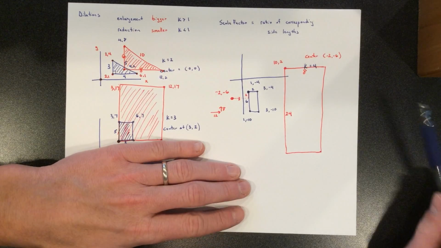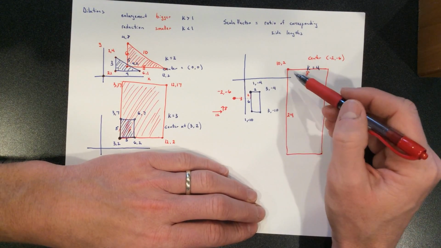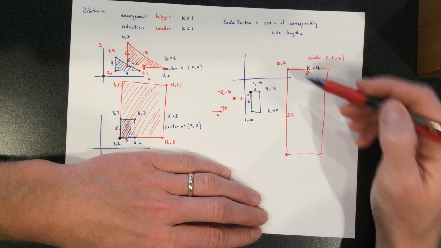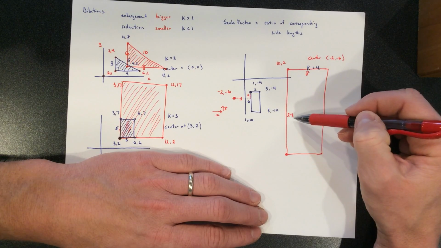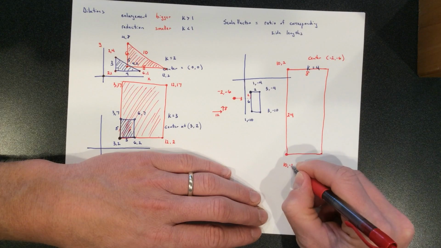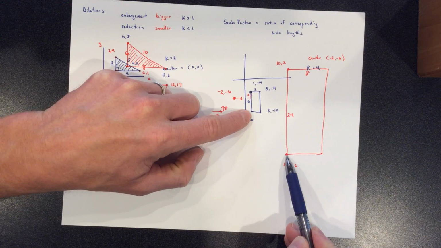Let's check all the other coordinate points. Okay, let's see how this would work. Make sure we're thinking straight. Well, let's check this one. This is at 10, 2. If I go down 24 from that, I'm going to be at 10, -22. Okay, these 2 points are corresponding.